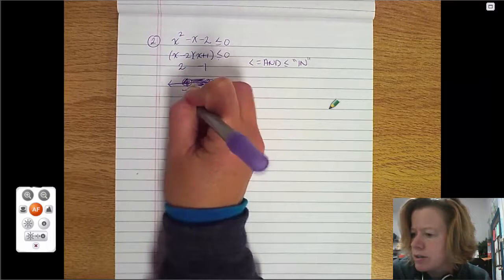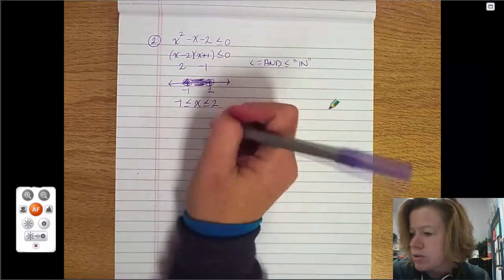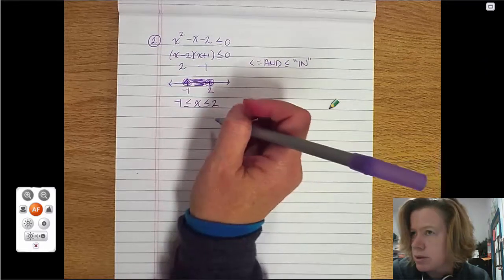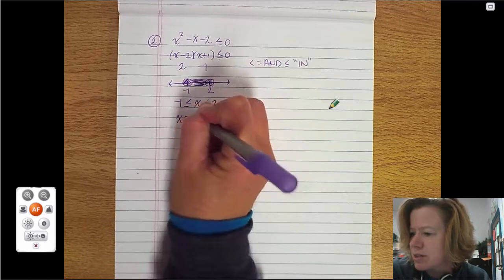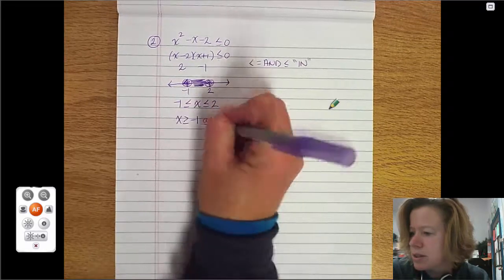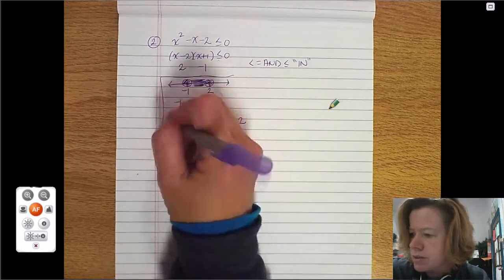x is greater than or equal to -1, and less than or equal to 2. Or you can use the word and if you don't like the inequality to look like that. So you could say x is greater than or equal to negative 1 and x is less than or equal to 2. There is your result.